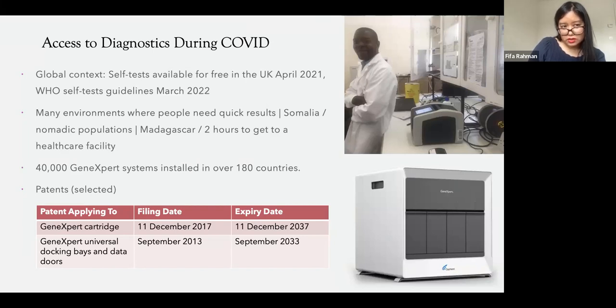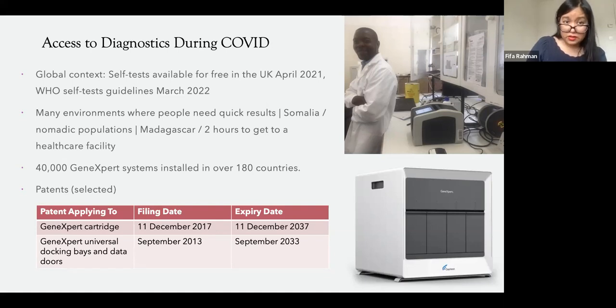I wanted to set the global context in terms of why they were so important for folks in the global South. Some of this context is rooted in the fact that most of us in the global North had access to self-tests fairly early on in the acute phase of the pandemic. In the UK, for example, where I live, self-tests were available for free on the NHS starting April 2021. However, WHO's self-test guidelines came in March 2022, and in many countries in the global South, there still isn't access to self-tests. So during this time, PCR was incredibly important.